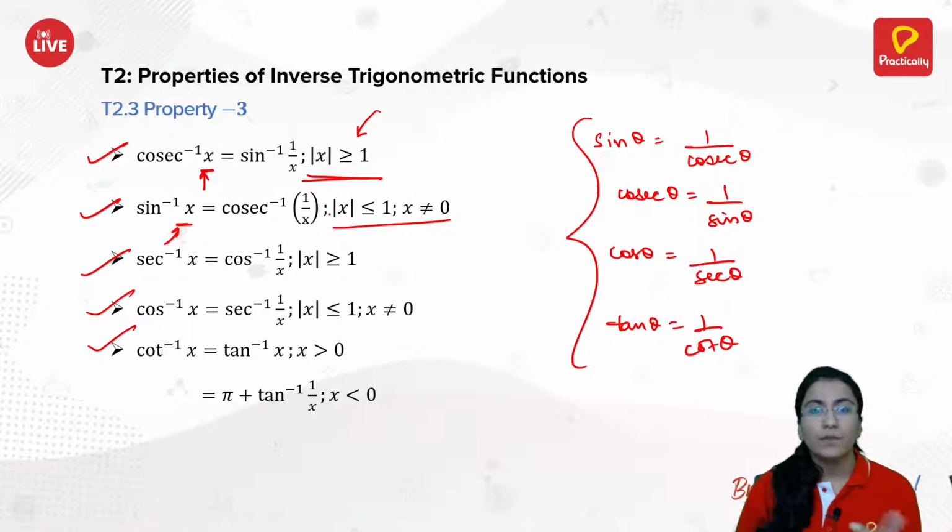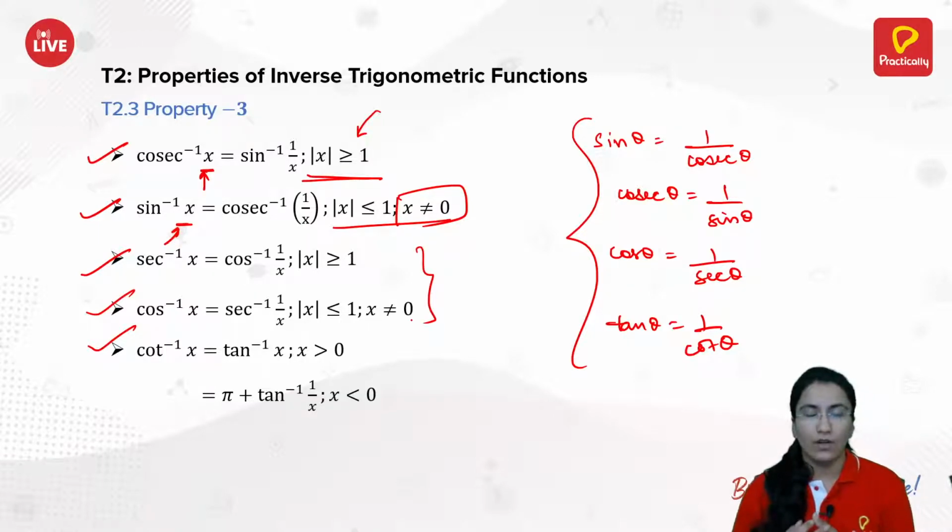But if you supply the value of x as 0, then 1 by 0 for cosecant inverse x will be undefined, which is not there in the domain of cosecant inverse x. So that means x equals 0 has to be excluded. Similar cases you can do for secant, cos and cot, right?